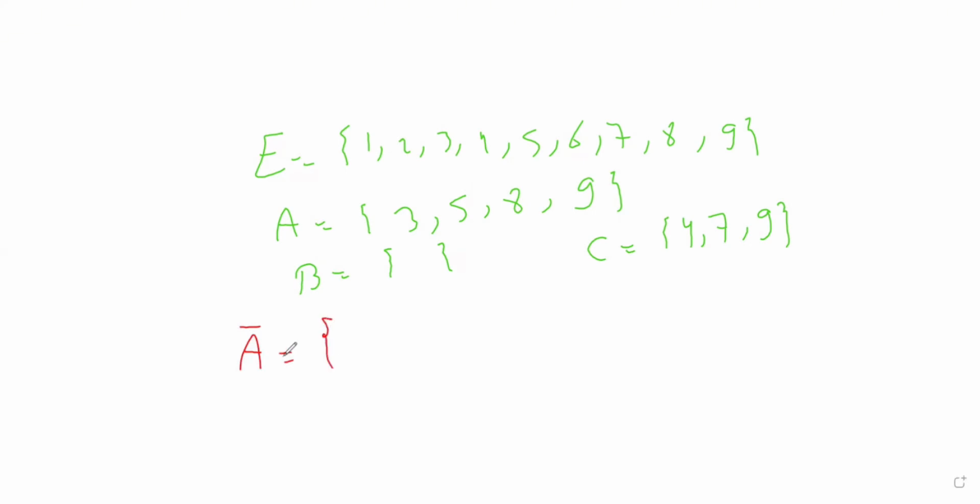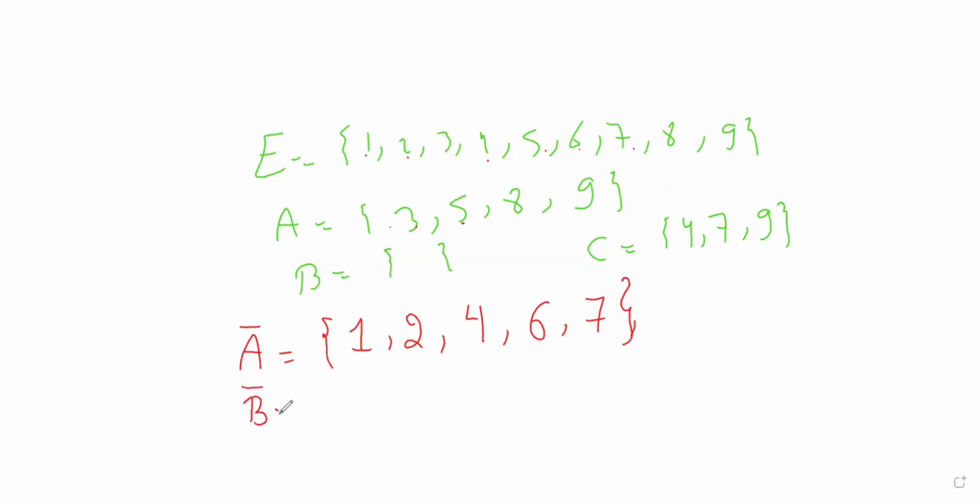So A bar means I have to find all the elements in E that are not in A. Let's start from the beginning. 1 is in E but not in A, so we write 1. 2 is in E but not in A, so we write 2. 3 is in both, so we shouldn't write it. 4 is in E but not in A, so we write 4. 5 is in E and A, so we shouldn't write it. 6 is not in A, so we write it. 7 is also not in A, so we write 7. 8 and 9 both exist in A, so this is the end of our set.